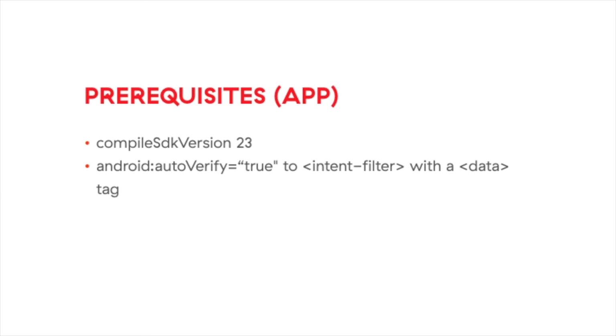For your application, you just need two things. You need to set the compile SDK version to 23, because this feature was introduced in Android M. And you need this little tag here to be placed in every intent filter that holds a data tag. Basically, you'll be implementing automatic verification of your application as soon as it is installed, but a little more about that later.